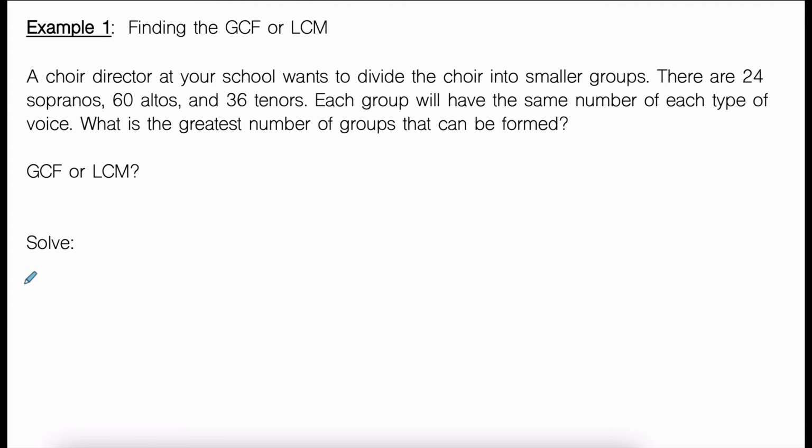So I'll read this. It says, a choir director at your school wants to divide the choir into smaller groups. There are 24 sopranos, 60 altos, and 36 tenors. Each group will have the same number of each type of voice. What is the greatest number of groups that can be formed?